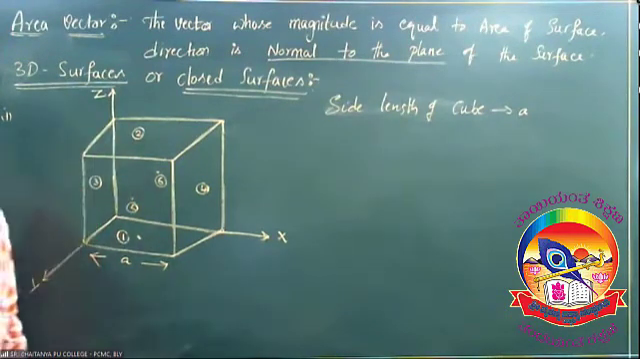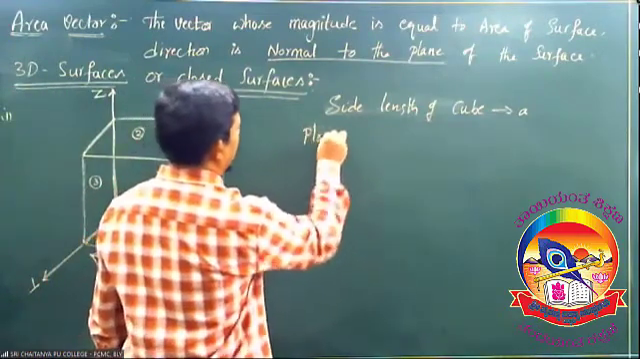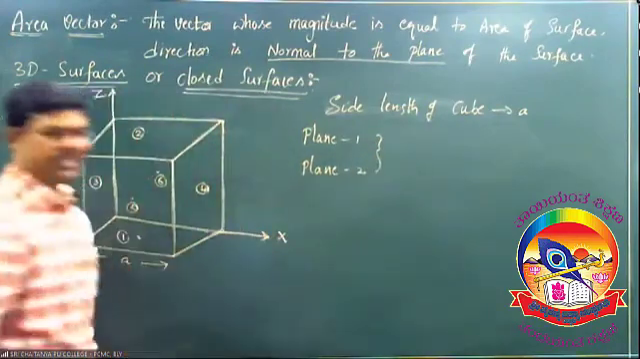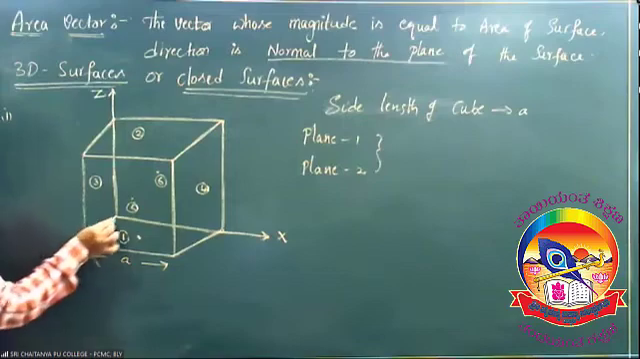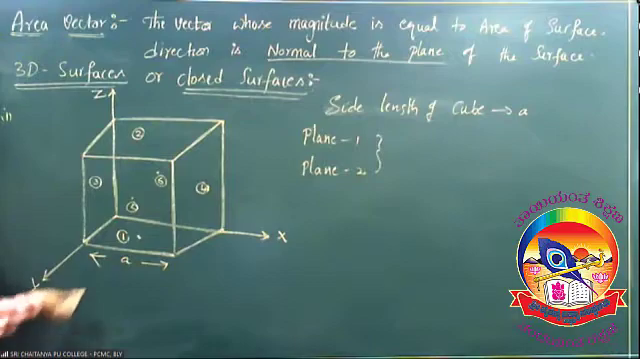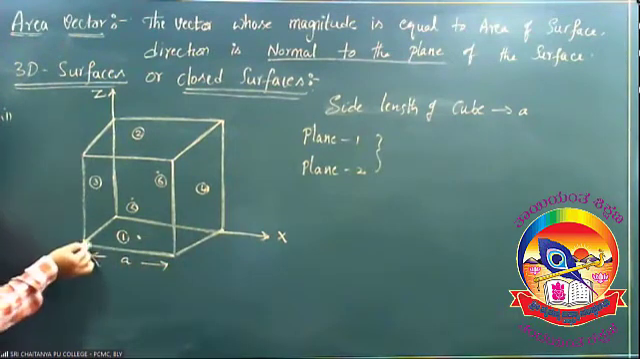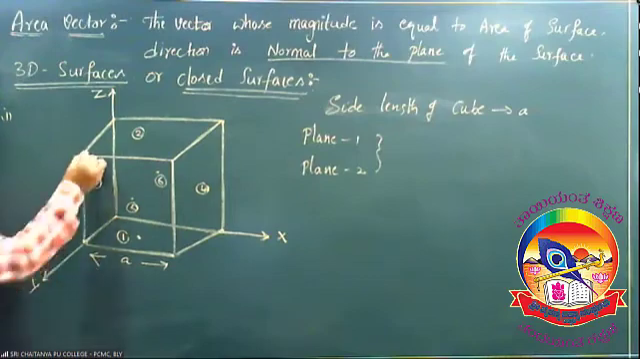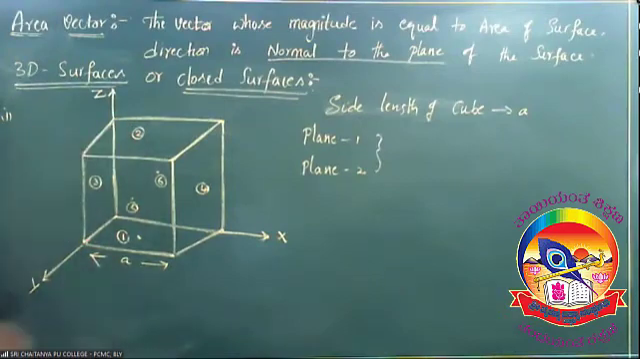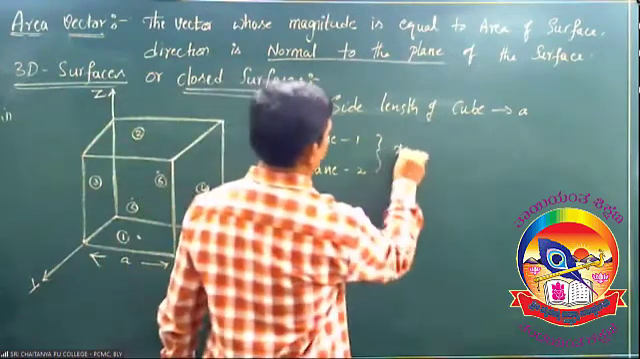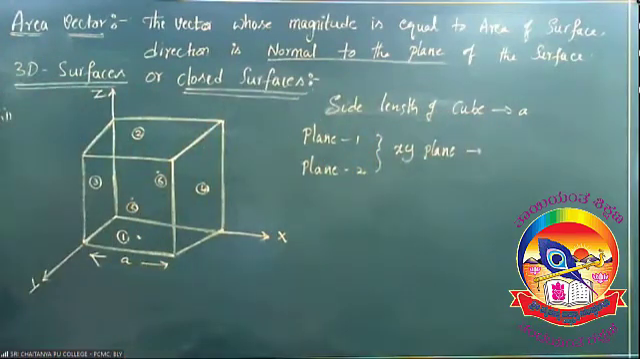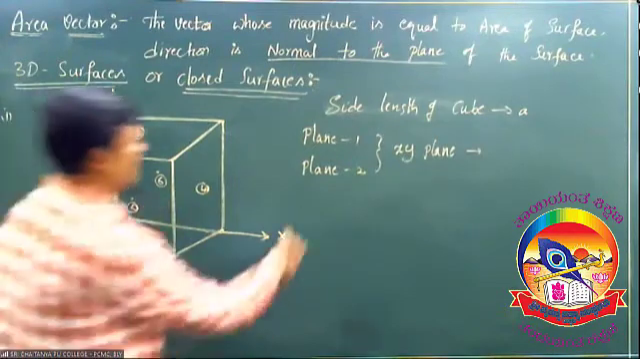Planes 1 and 2. What are these two? See which planes they are. This is plane 1. Which plane is it? XY plane. This plane is XY plane. This plane is also parallel to this, so this is also XY plane. Right? XY plane. Clear? What about 3 and 4?